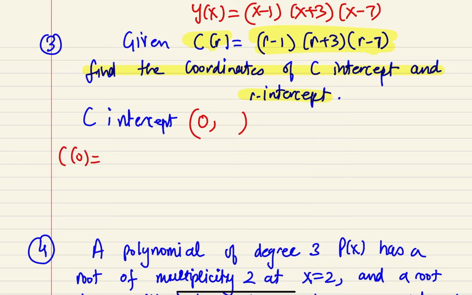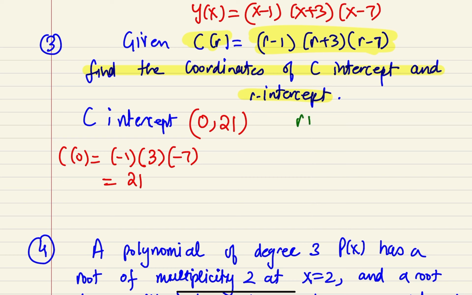We actually need to go ahead and replace r by 0 in the entire expression. So 0 minus 1 is negative 1, 0 plus 3 is 3, 0 minus 7 is negative 7. Negative times negative is a positive number, and 7 times 3 is 21. So my c-intercept in this case is 21.